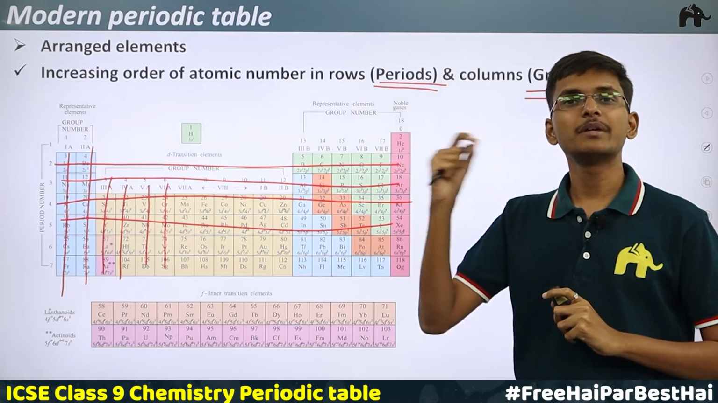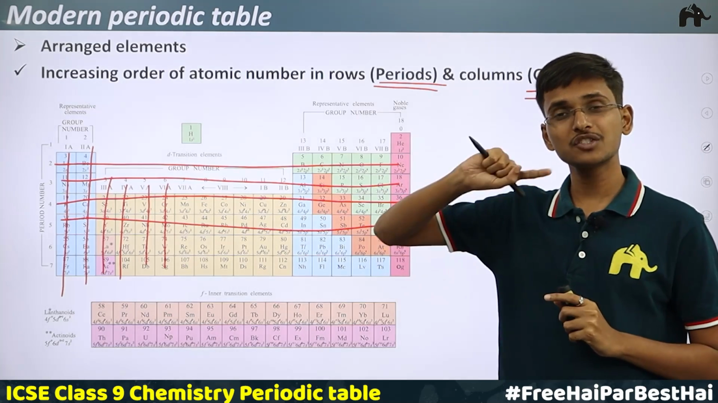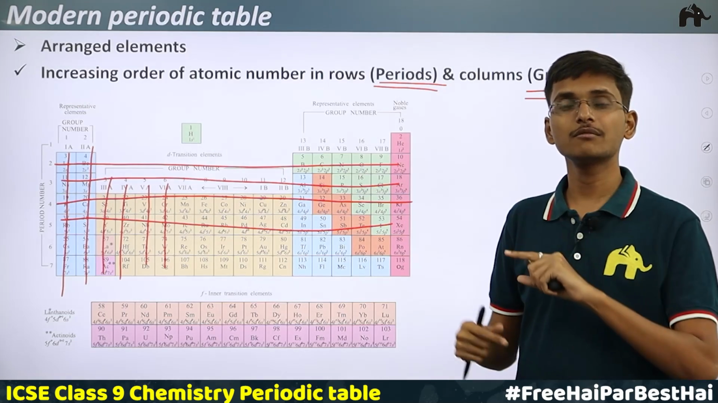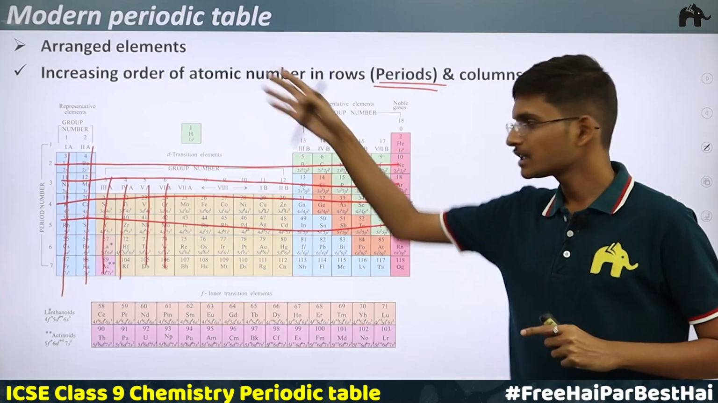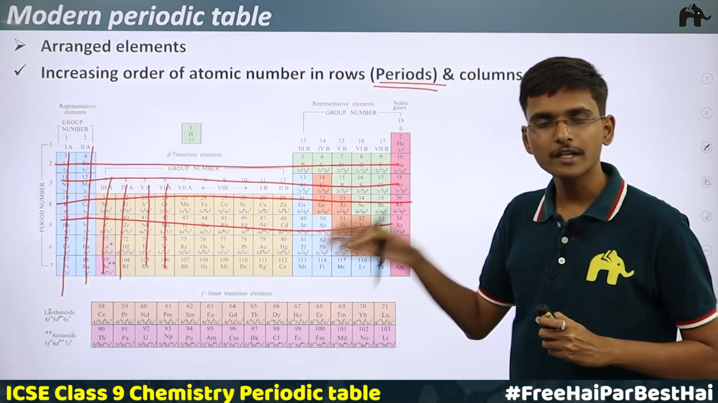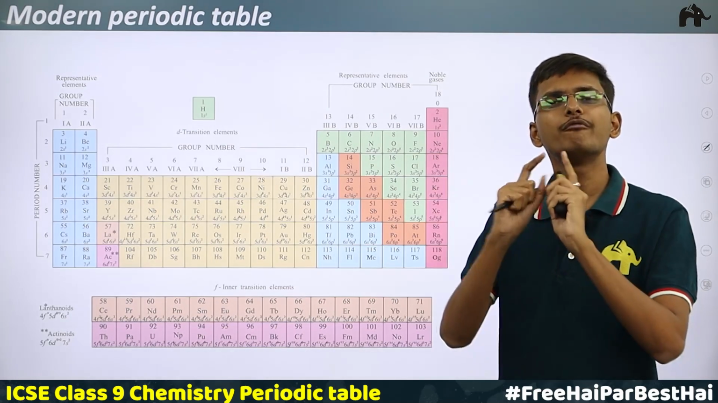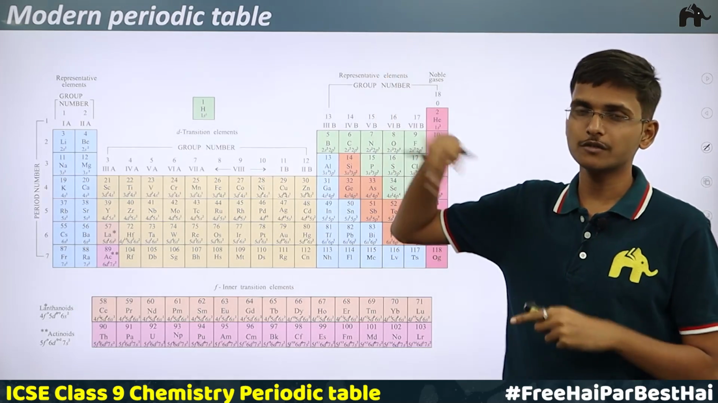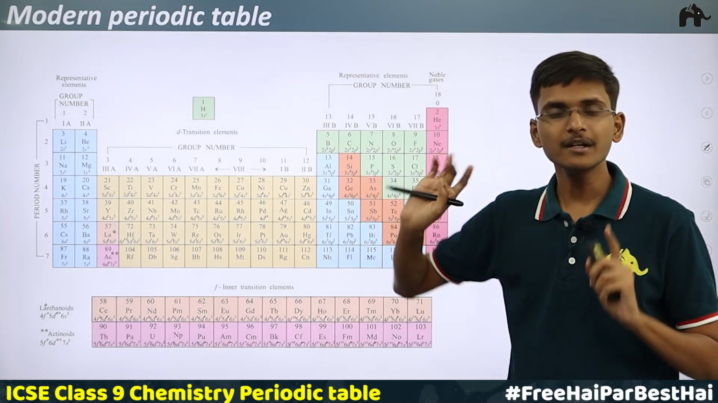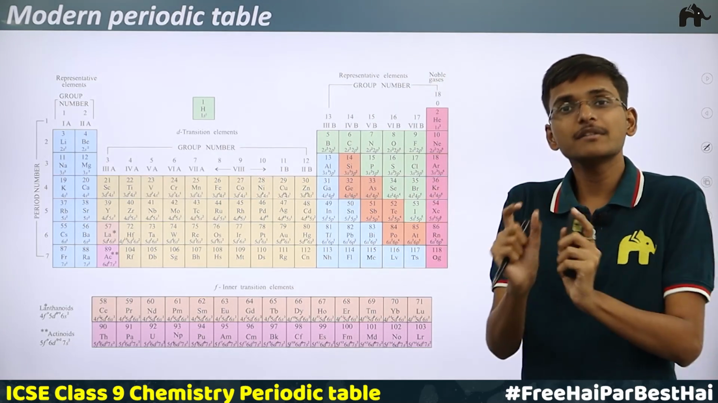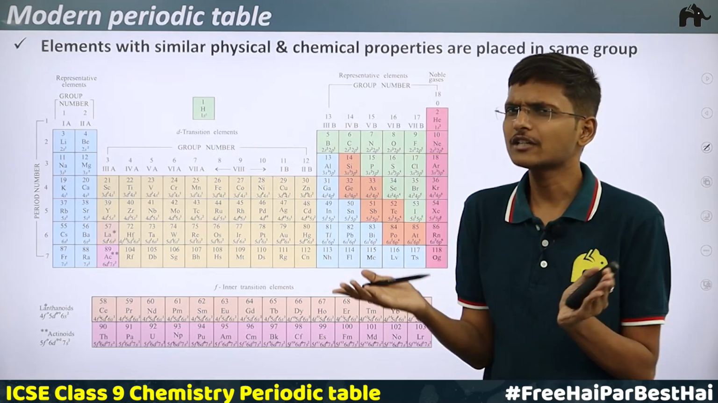Exactly the same manner in which Mendeleev's periodic table was made, the modern periodic table is also made in the same manner, but here we are changing one thing. In place of atomic mass, we are putting atomic number. That is, we are arranging the elements in the increasing order of their atomic numbers in the horizontal rows called periods and vertical columns called groups. But we are taking care of one very important thing which was also taken care of when Mendeleev's periodic table was being made. That is, the elements having similar physical and chemical properties would be placed in the same vertical column, or we can call it a group.